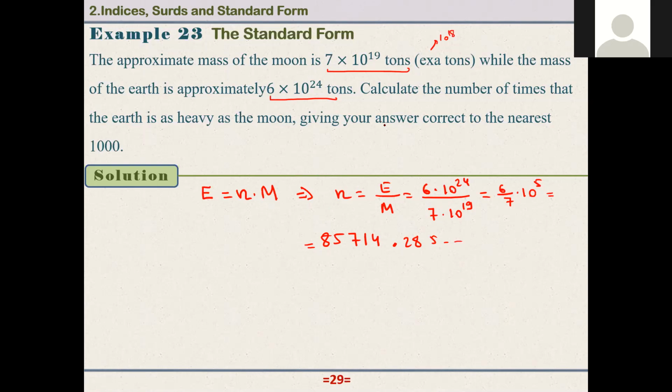And the question says giving your answer correct to the nearest 1,000. That means that we are counting everything in thousands, right? So actually here, we need to just round off this part. So the answer is now, what is it? That is 86,000 to the nearest 1,000. So that means that the Earth is 86,000 times heavier than the moon.